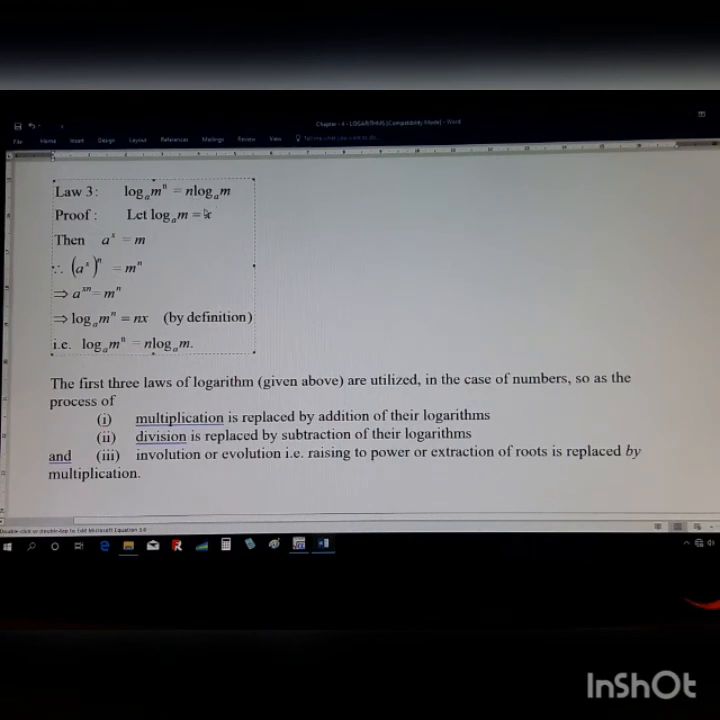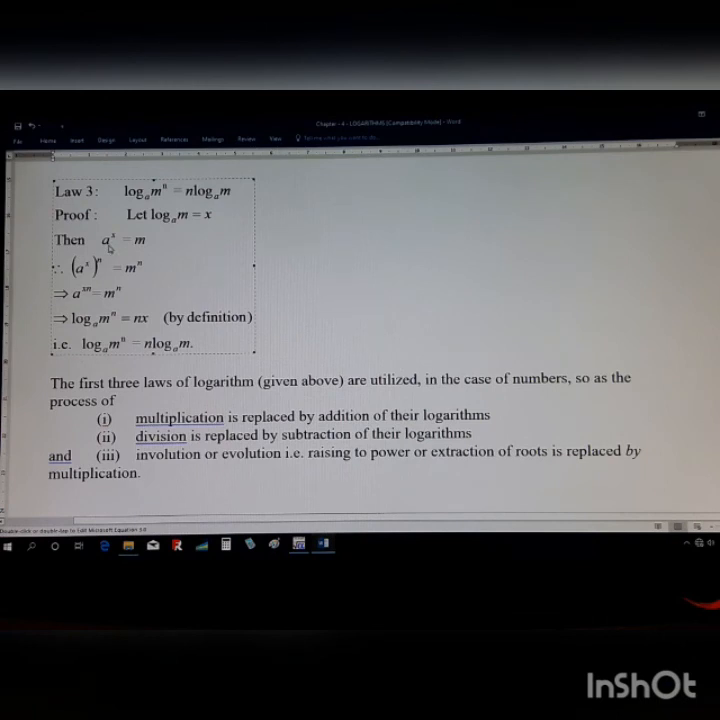Now let's prove it. We take log of m to the base a is x. Then let's go back to exponential form. So a to the power x is m.